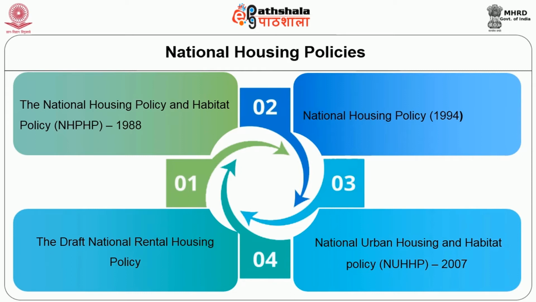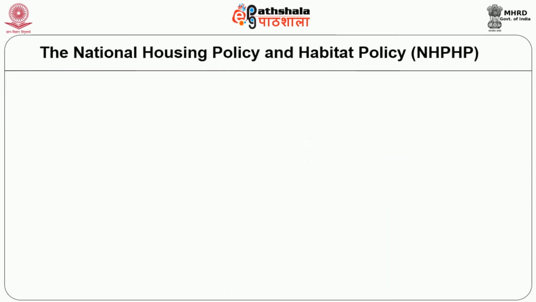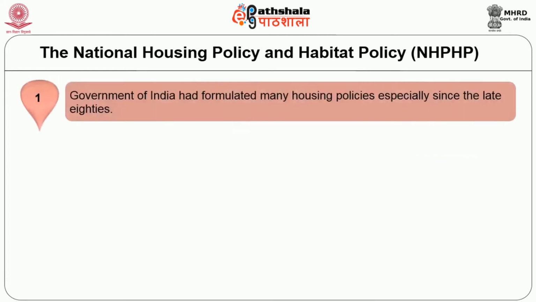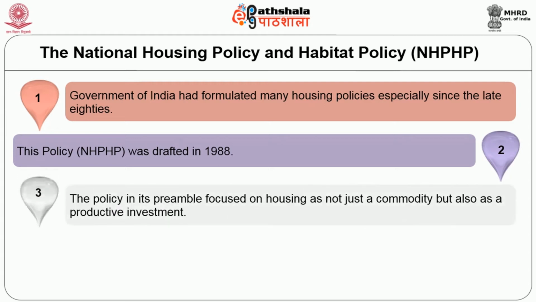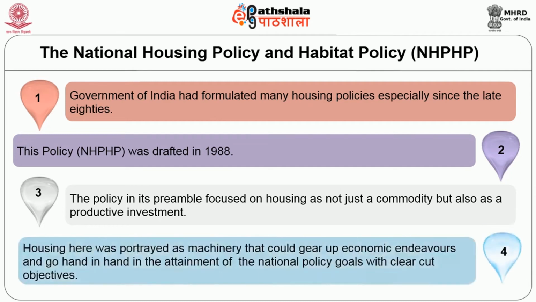The first of its kind, a proactive one, was the National Housing Policy and Habitat Policy. The Government of India had formulated many housing policies, especially since the late 80s. This policy, NHPHP, was drafted in 1988. The policy in its preamble focused on housing as not just a commodity but also as a productive investment. Housing here was portrayed as machinery that could gear up economic endeavors and go hand in hand in the attainment of the national policy goals with clear-cut objectives.